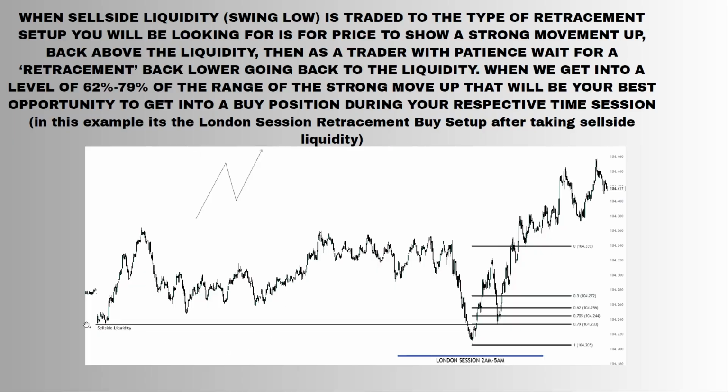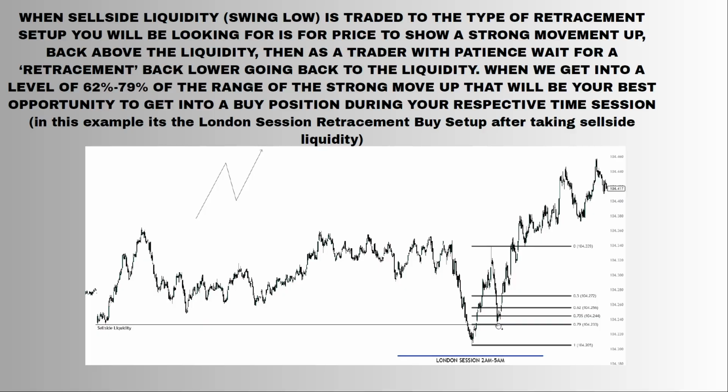Simple model. So we had that sell side liquidity. We took it here in the time of the London session, 2 a.m. to 5 a.m. Then we had that strong move up from this low to this high. And then we have price trading back down into the liquidity. Sell side liquidity is here. So when we're trading back down, this is where the trader with patience is waiting for price to get into a 62% to a 79% retracement, which is right here. And this would be the best time to buy for that respective session.